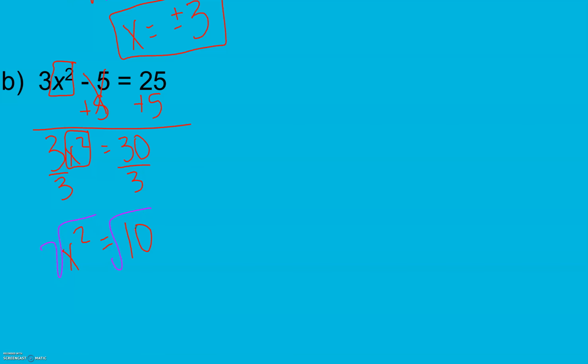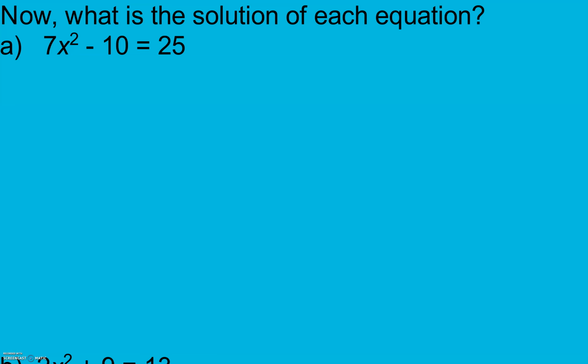We're looking for what number times itself gives us 10, and that number is plus or minus the square root of 10. Again, every time we introduce a square root, we have to take plus or minus. There's two different things that we can square to get to 10. One's a positive square root of 10, one's a negative square root of 10.